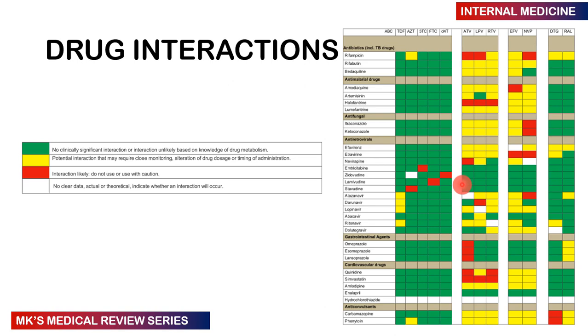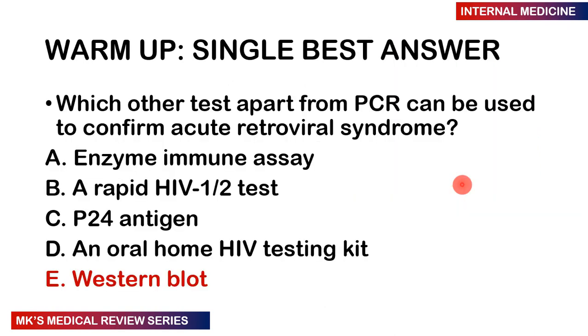It's very easy. Now coming back to our warm-up question, which other test apart from PCR can be used to confirm acute retroviral syndrome? A, enzyme immunoassay. B, rapid HIV 1 or 2 test. C, P24 antigen. D, oral home HIV testing kit. E, Western blot. And as you can see, the answer is Western blot. Remember that with the diagnosis of HIV, if we're using our antigen antibody test, we start off with that. Then we confirm with our Western blot. We can start off with our ELISA, which is our screening test, and then confirm with a Western blot test.